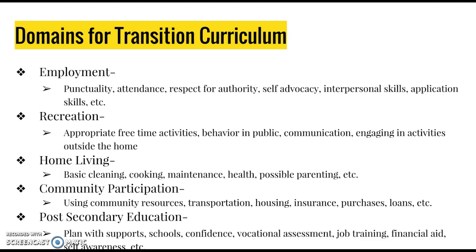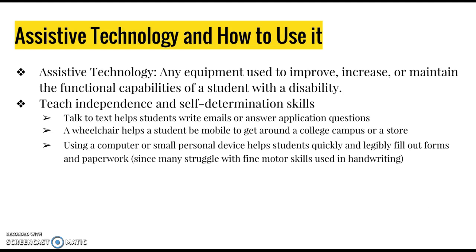Community participation, are they able to access resources? Are they able to get around? Do they know how to find housing, insurances? Do they know about purchasing, getting a loan? Post-secondary education, is the student able to look at schools? Are they confident in themselves? Do they know their abilities? Do they know how to get financial aid? Things like that. So this is what we're really testing on, and we take these percentages and we use them in the IEP.